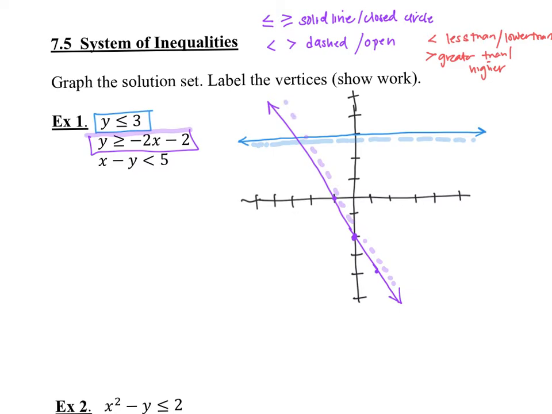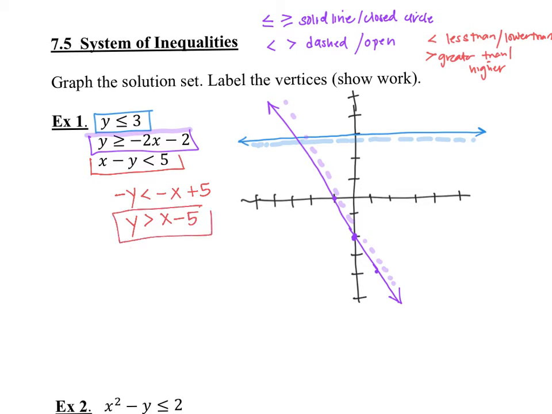For the last line, x minus y is less than 5. I could use the intercepts to graph it, and then I just have to be really careful with the shaded region. I'm going to change it to slope-intercept form so I can do the higher or lower method after that. So -y, I'm going to move the x to the other side. Then I'm going to divide by -1. Because I divided by a negative on both sides, I do have to switch the inequality. Be careful about that.